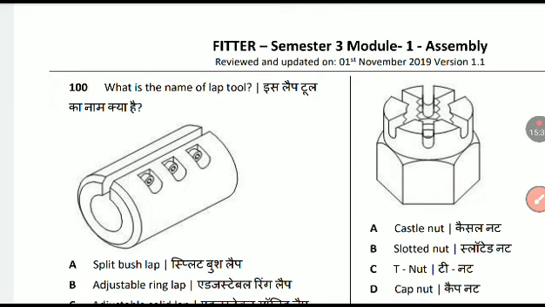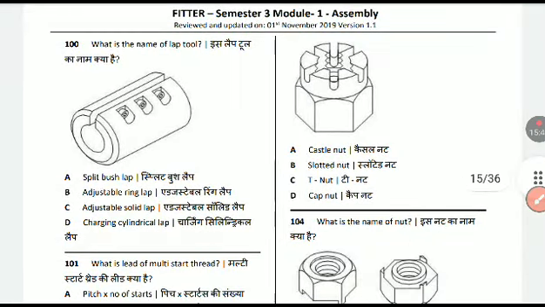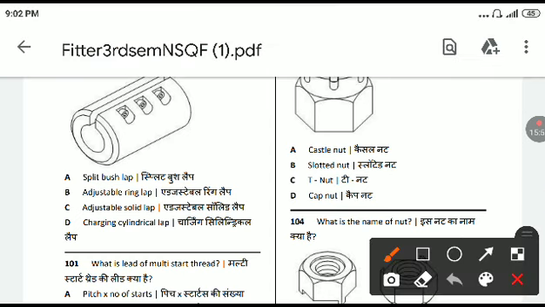What is the name of lap tool? Split bush lap, adjustable ring lap, adjustable solid lap, charging cylindrical lap. Option A, split bush lap.